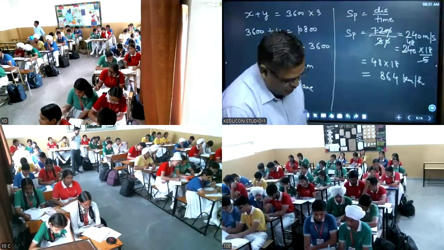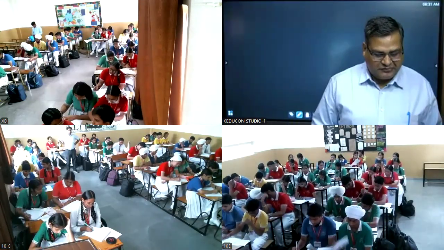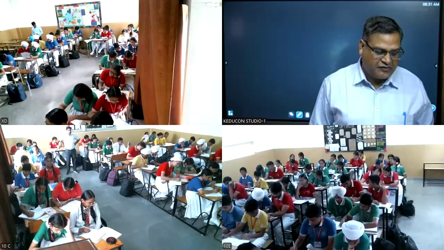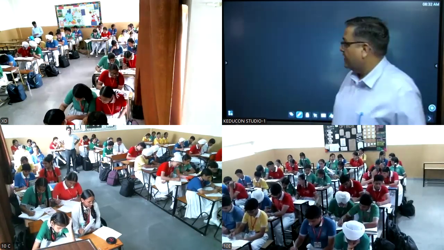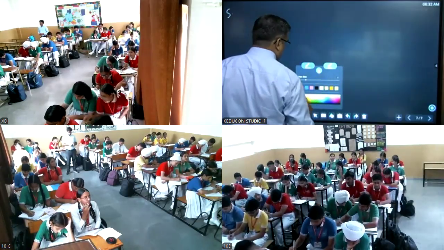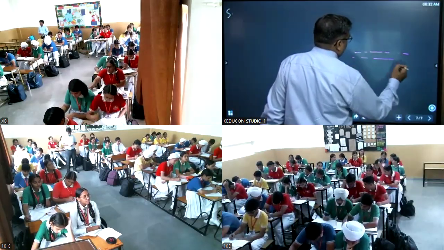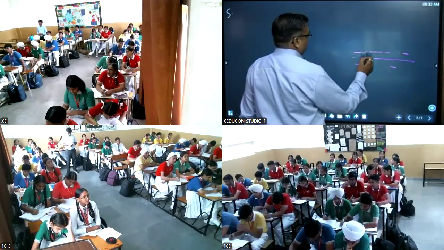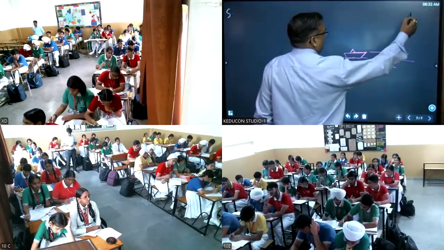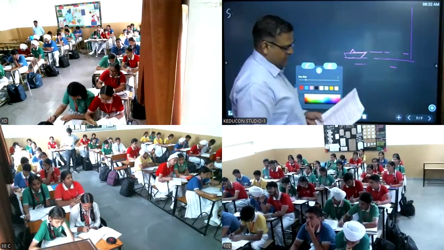Right ji. So we move on to the next question. Question number 5. A man on a cliff observes a boat at an angle of depression 30 degree. Now look at the question, beta, let's make the diagram. Here there is a boat, and the man. Yes ji. Now what is the question?